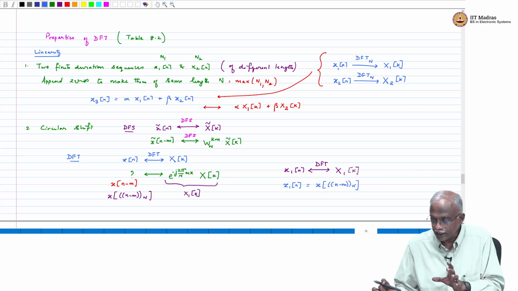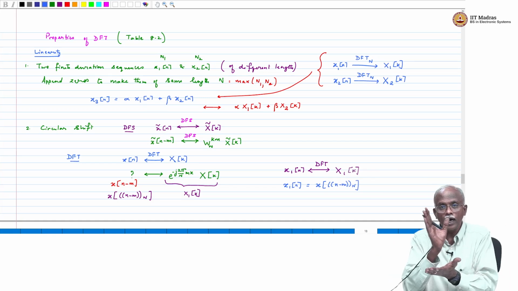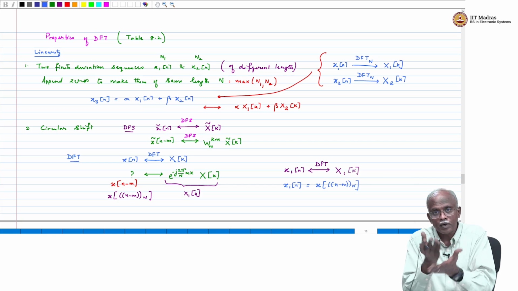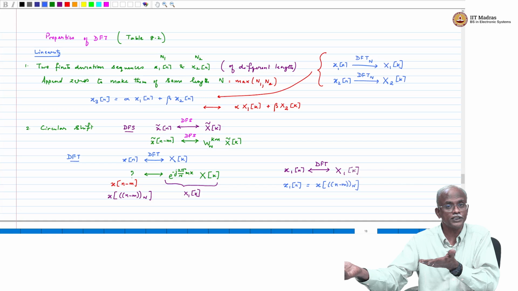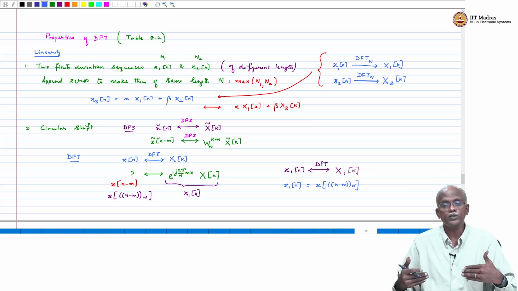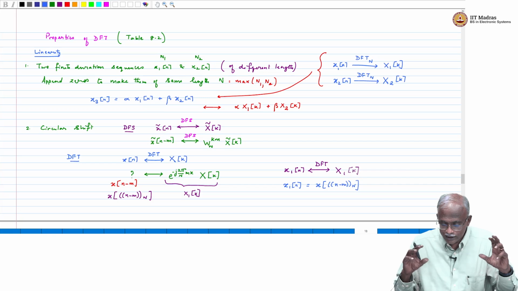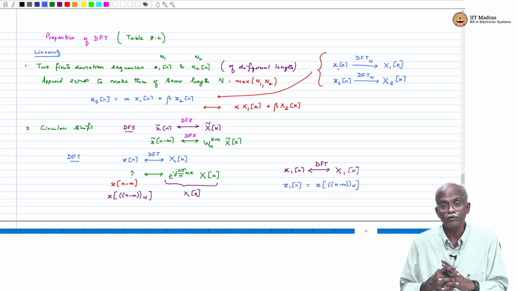And so what we have seen today is a foundation: whenever you need to interpret a particular result, you look at the corresponding DFS relationship, then come back to the DFT relationship and obtain the final result. So this is a good introduction for the topic of the discrete Fourier transform.